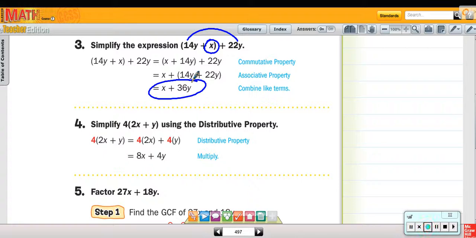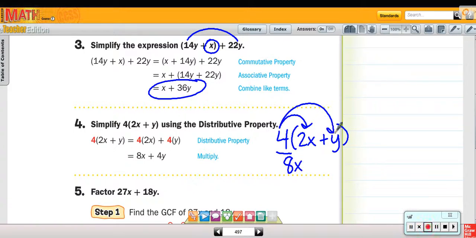Look at the second one. Now this is just a distributive property. 4 times the quantity 2x plus y. If I share my 4, 4 times 2x gives me 8x. 4 times y gives me plus 4y. This would be my simplified expression. I can't combine an x and a y because they're different variables.